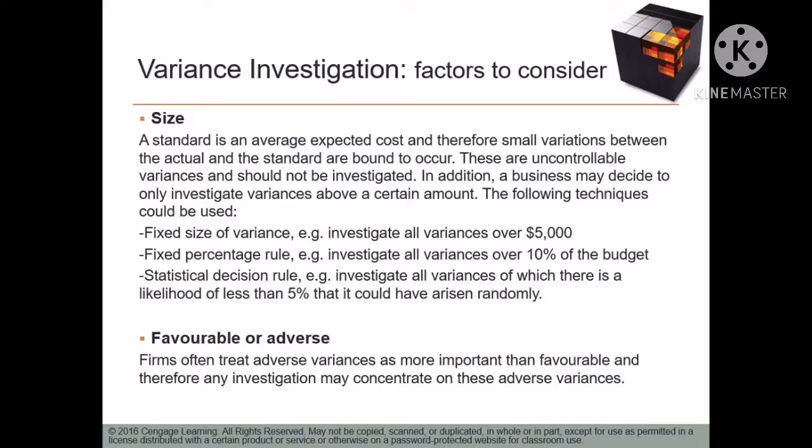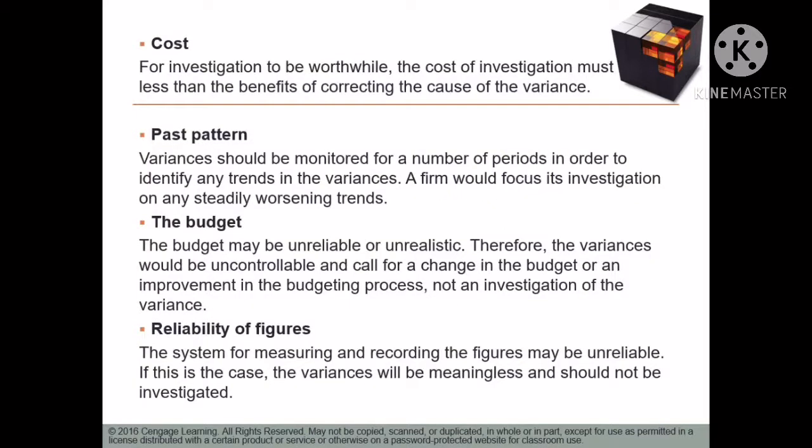Firms often treat adverse variances as more important than favorable ones, and therefore any investigation may concentrate on adverse variances. And then, third one is cost. For investigation to be worthwhile, the cost of investigation must be less than the benefit of correcting the variance. And for past pattern, variances should be monitored for a number of periods in order to identify any trend in the variance. A firm would focus its investigation on any steadily worsening trends.